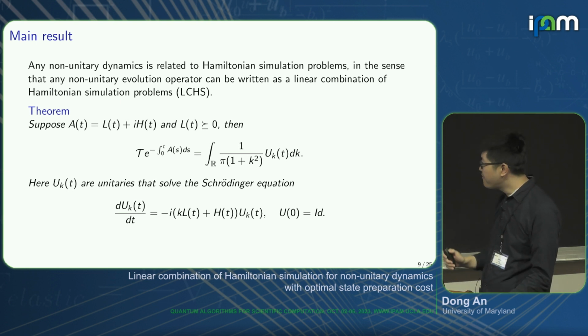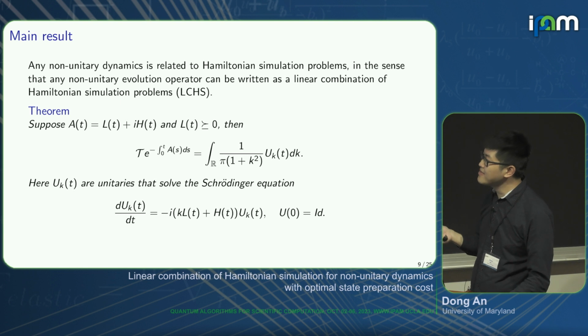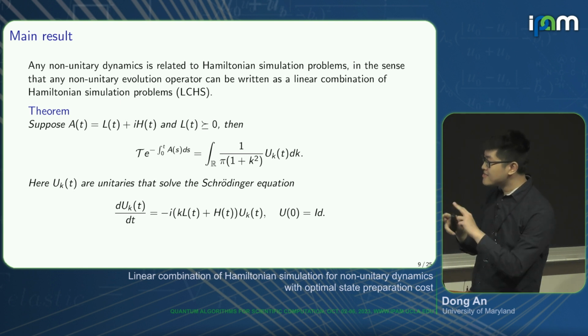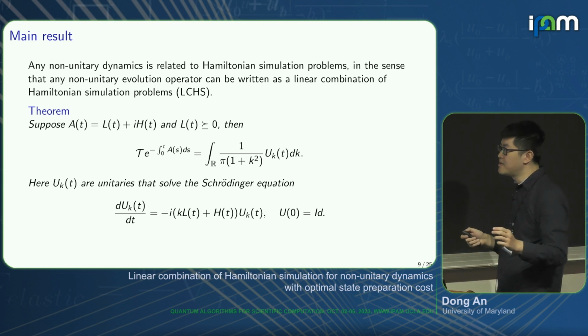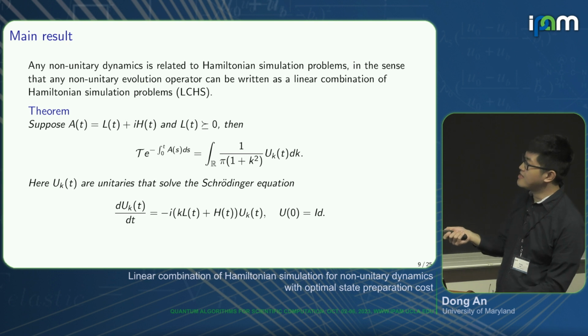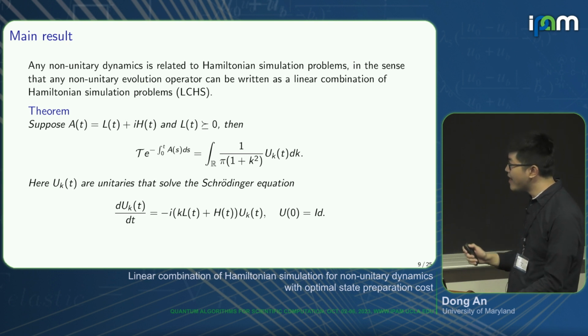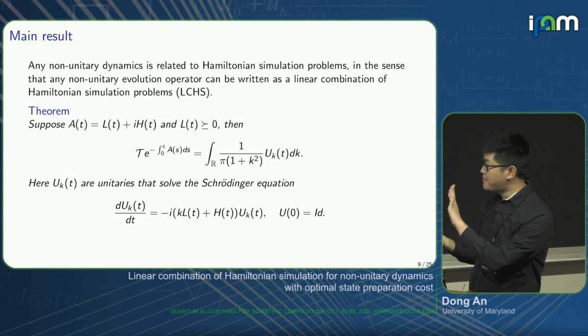So basically, the relation that we found is that any non-unitary dynamics can be represented as a linear combination of Hamiltonian simulation problems. So the main result is in this formula, and let me explain this formula a little bit.